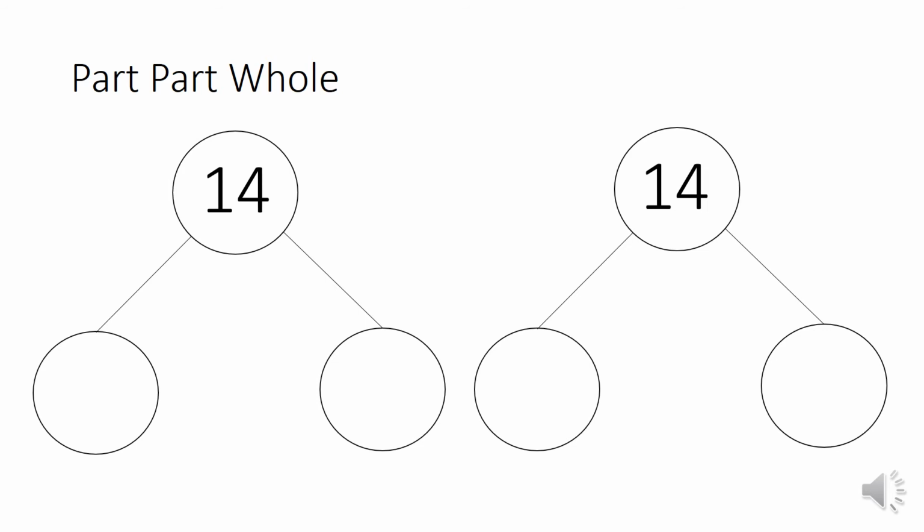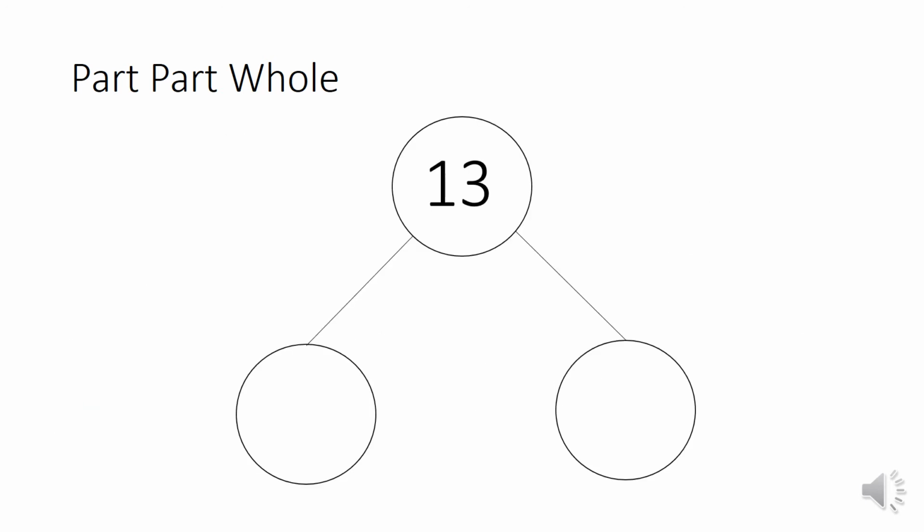Now we can also use our part-part whole to just write the numbers. So our 14, we'd have one chip and 4 peas, and we can turn these into numbers. So look at this one over here. We have 1 ten and our 4 ones.